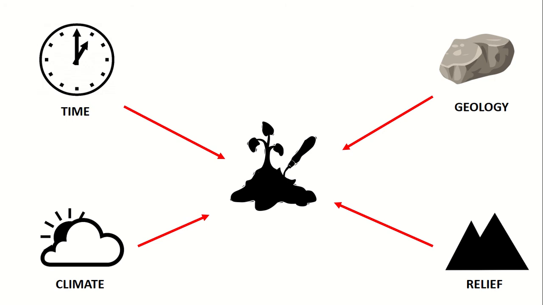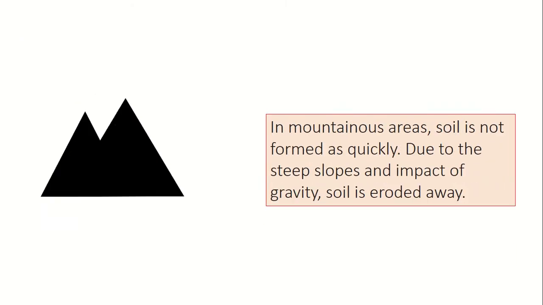And then finally, the relief is important because soil forms best on flat land. Because if the land is too steep, the soil will not form properly. And if it does not form properly, we end up with a situation where there's very little soil and therefore very little vegetation for plants to grow.